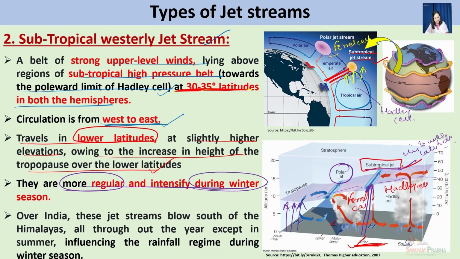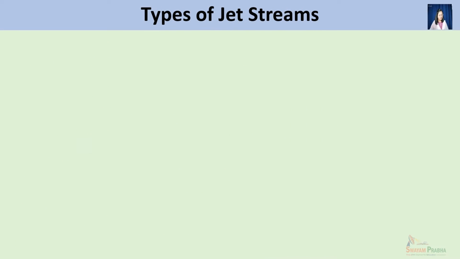However, they intensify during the winter season, and they have a profound impact on the Indian subcontinent because these jet streams flow south of the Himalayas for most of the year except summer. So they are responsible for winter rainfall in the northwestern parts of India, primarily during the winter season.